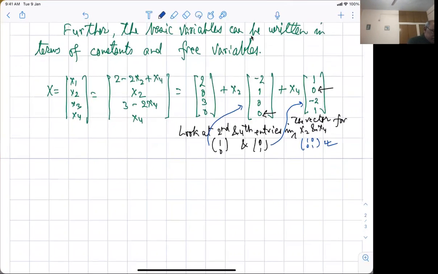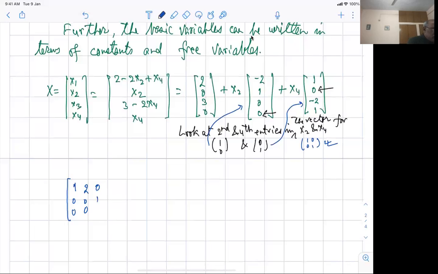Our matrix was 1 0 0 2 0 0 0 1 0 -1 2 0. So this was our RREF of the coefficient matrix. On this I want to multiply the vector 2 0 3 0. What do I get? By matrix multiplication, this part is only this and then multiplying here.